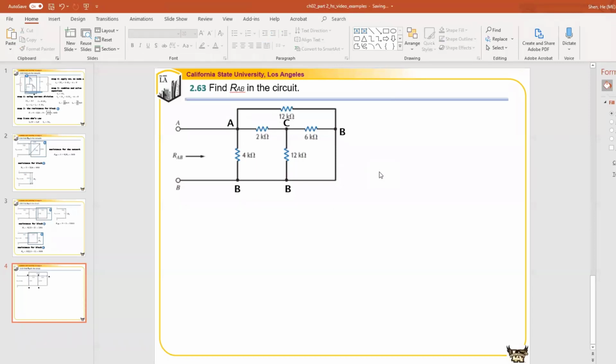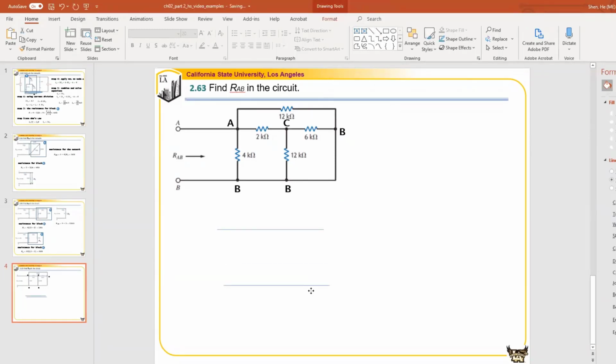The purpose of this is to find the equivalent circuit so that I can see the connection in an easier manner. The problem is to find the connection between A and B. So first I want to see whether there are any direct connections between A and B.